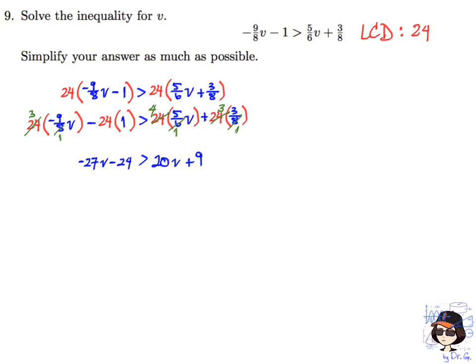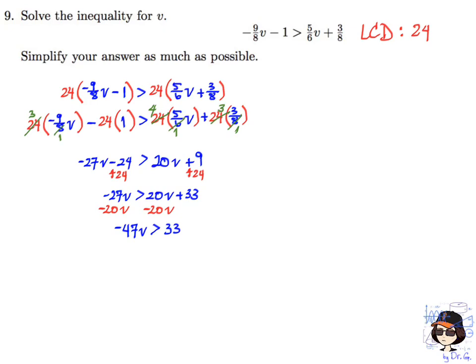So now I want to get all my v's together and all my constants together. So let's add 24 to both sides. And I'm left with negative 27v greater than 20v plus 33. Now let's subtract 20v from both sides. And we're left with negative 47v greater than 33.